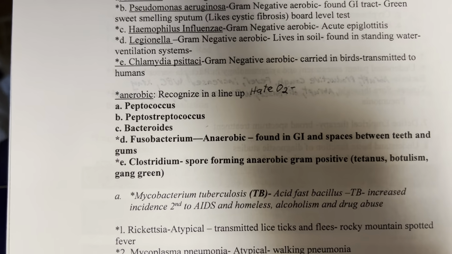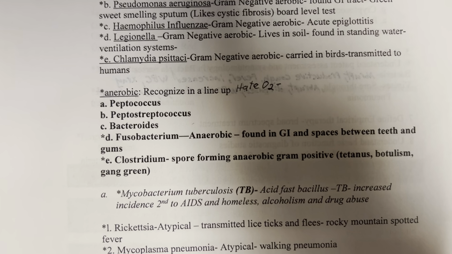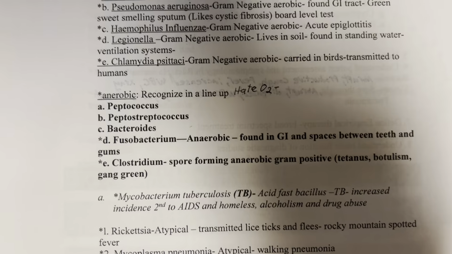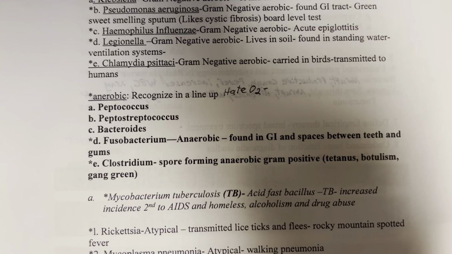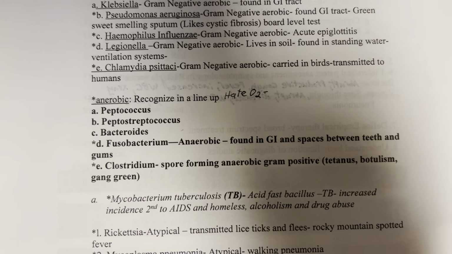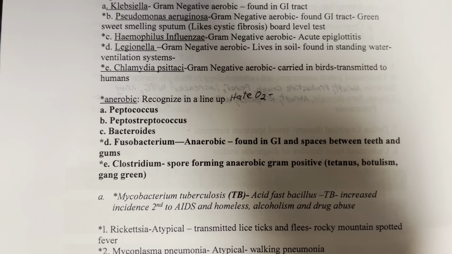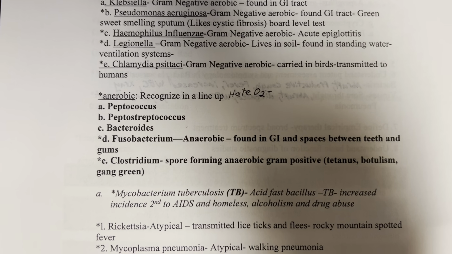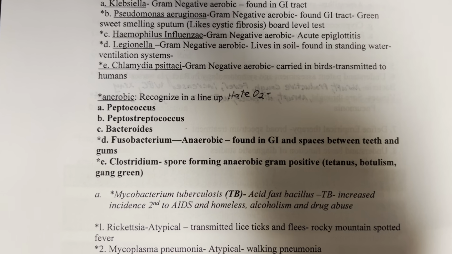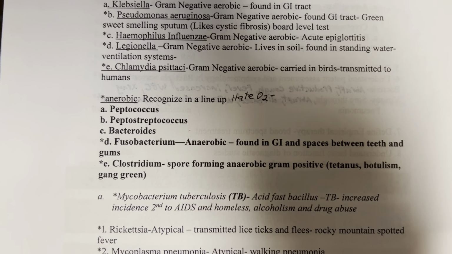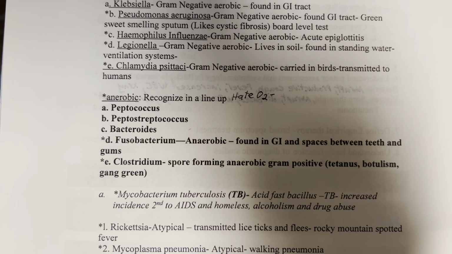Anaerobic. Anaerobic organisms hate oxygen and are also often found in the GI tract or in your teeth. Peptococcus, Peptostreptococcus, Bacteroides, Fusobacterium, Clostridium.